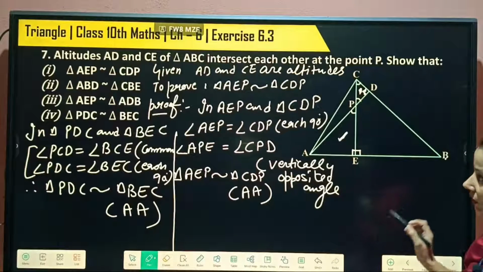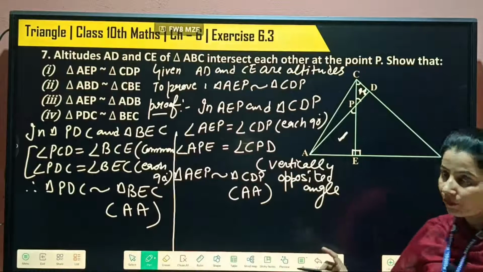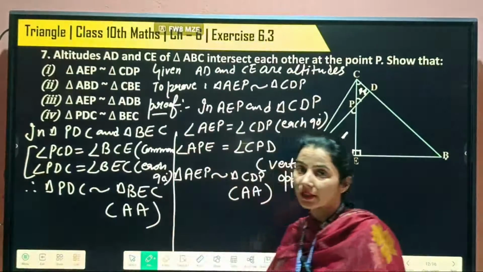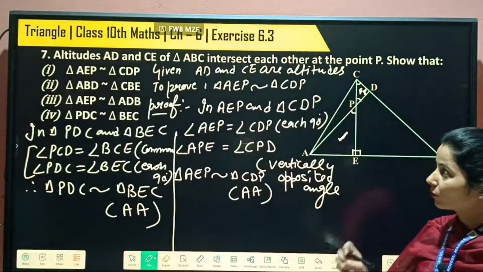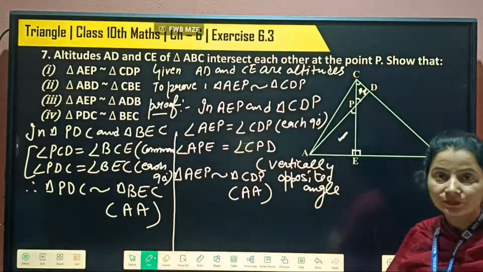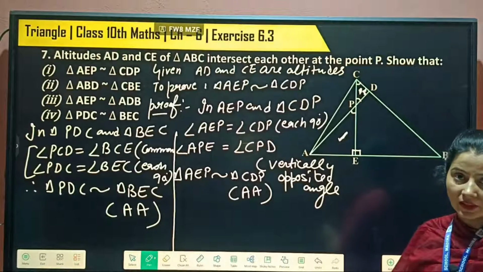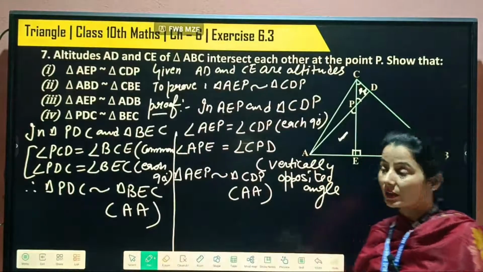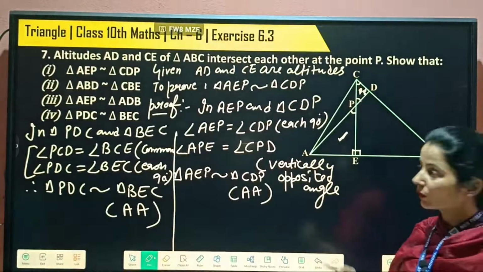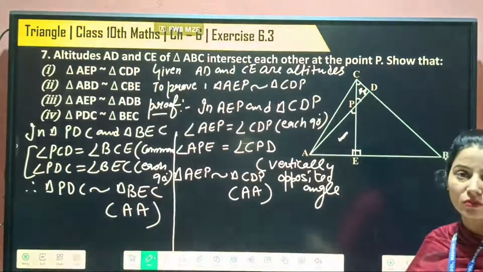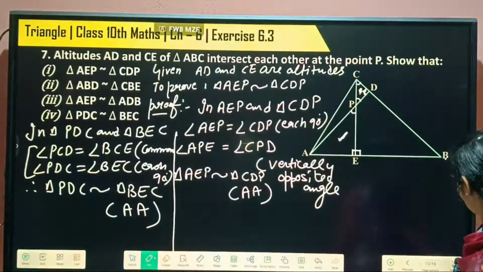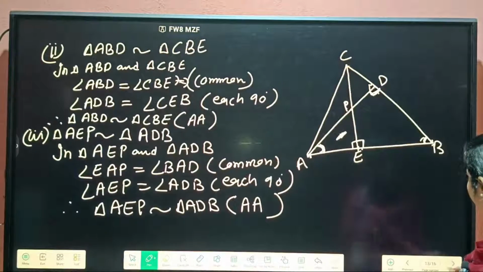You can see this question is quite lengthy, but it is very easy. All 4 parts we have proven by angle similarity criteria, and those two angles you can very easily deduce in your figure. One angle is of 90 degrees, and somewhere it is common, and somewhere vertically opposite angle. So next question. What is next question?